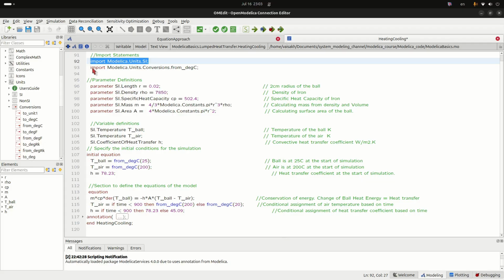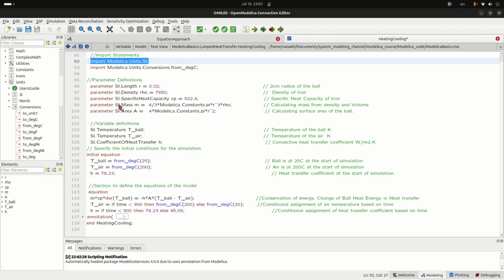With the two import statements, let's come to our parameter section. For this particular model, we need the radius of the ball, which is of type length, that is 2 centimeter, 0.02 meter. Type density rho, which is the density of the ball, which is 7,850. Specific capacity CP, that is of type real. Again, that is 502.4. These all three values we have directly assigned the numbers. We have equated them to numbers in the parameter section.